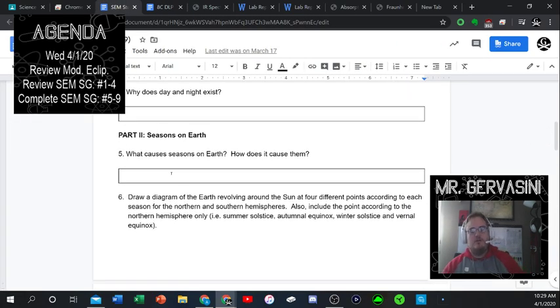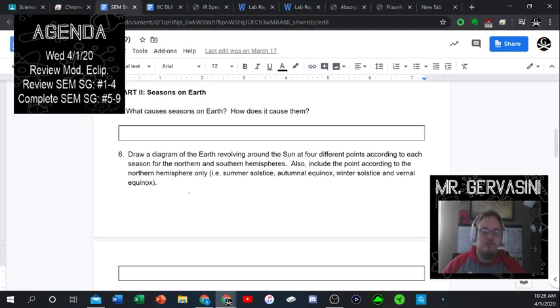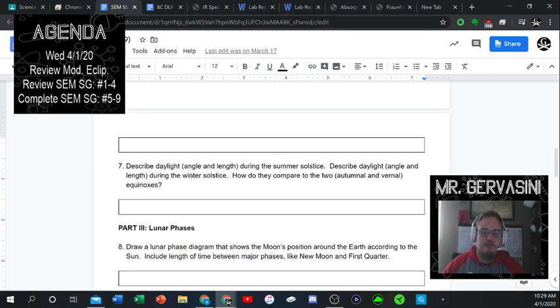So 5, I'd go back to Earth-Sun geometry. What causes seasons on Earth? It's going to be solar radiation, but different angles of solar radiation. Why do we have different angles? It's all due to the Earth's blank. 6, draw that diagram. 7, kind of what we're going to work on in a little bit.